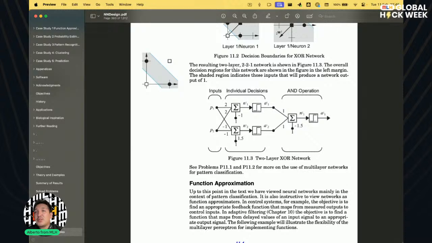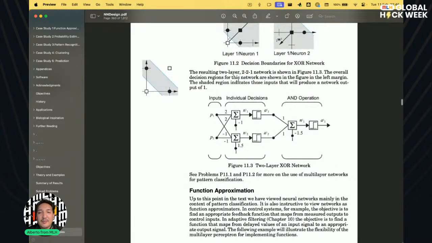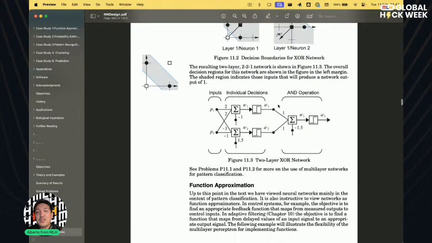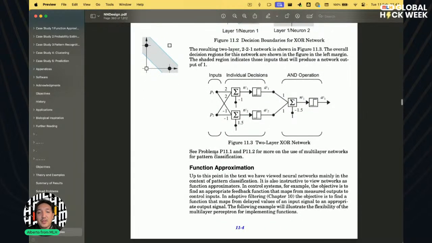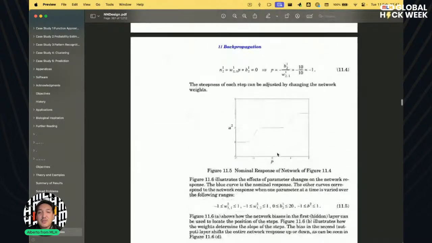For multilayer perceptrons, the first number specifies the inputs. Overall decision regions for these networks are shown in the figure in the left margin. The shaded region indicates those inputs that will produce the network output. So see problems P11, and for more on multiple layer pattern classification, let's review that.